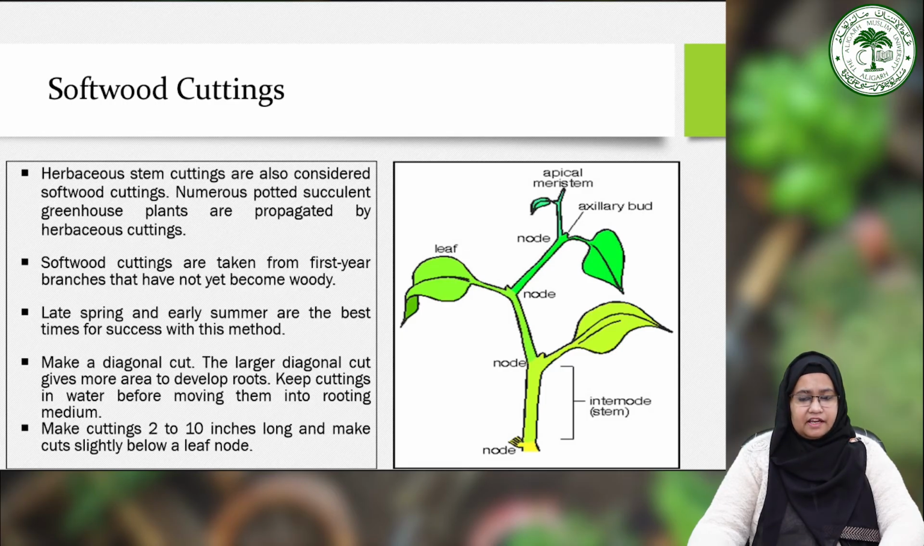Softwood cuttings are taken from below a node and the bottom leaves are removed before planting. Late spring and early summer are the best time for success with this method. Make a diagonal cut. The larger diagonal cut gives more area to develop roots. Keep cuttings in water before moving into the rooting medium. Make cuttings 2 to 10 inches long and make the cut slightly before a leaf node.